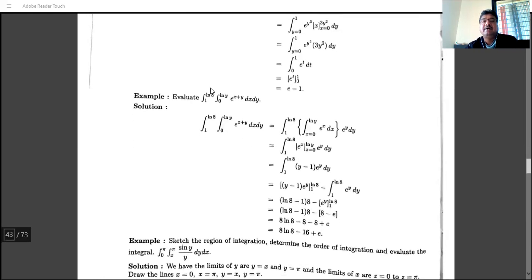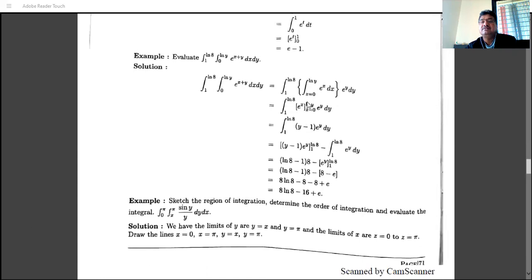Evaluate, next problem: evaluate the integral with y from 1 to log 8 and x from 0 to log y. So 0 to log y is the limit on x. The integration of e raised to x plus y is e raised to x times e raised to y. Now e raised to y is constant, and the integration of e raised to x is e raised to x. Its value at the upper limit, e raised to log y, is y. Substituting x as log y, e raised to log y is y, and e raised to 0 is 1.